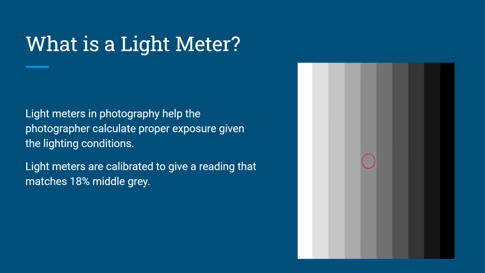So what is a light meter? Light meters in photography help the photographer calculate proper exposure given the lighting conditions. Light meters are calibrated to give a reading that matches the 18% middle gray. And middle gray is the tone that is about halfway between pure black and pure white. Its purpose is to help the photographer make an informed decision about their photographic exposures given the lighting in the image. It helps the photographer figure out how they want the lighting in the final scene to look.